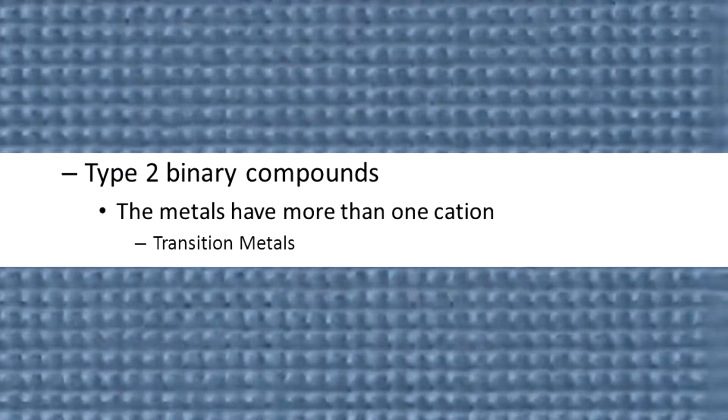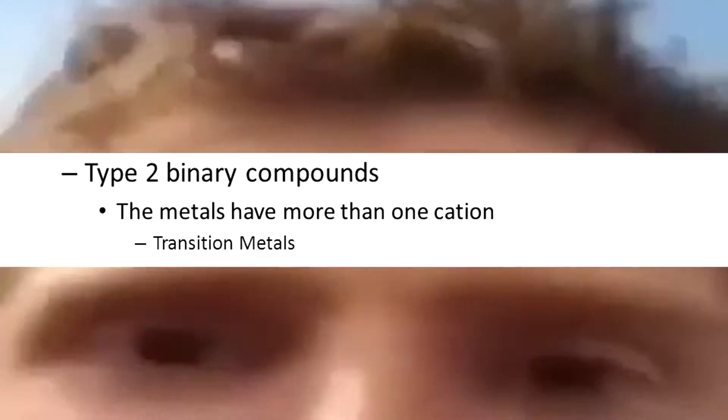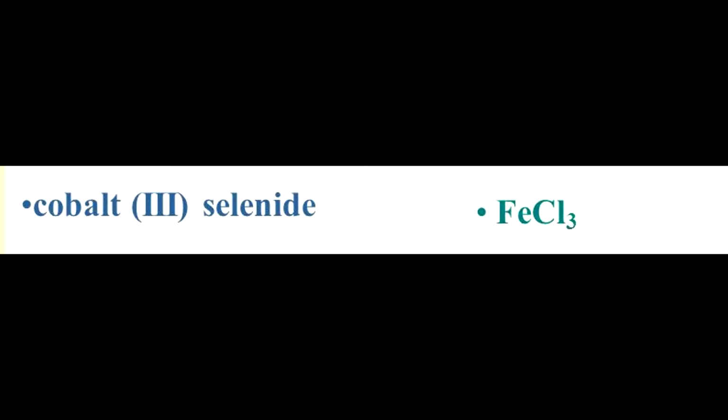Type 2s are usually a metal of variable charge and a non-metal. Cations can have different charges, and there's usually Roman numerals to indicate the charge. And oh my god, how am I supposed to name this?